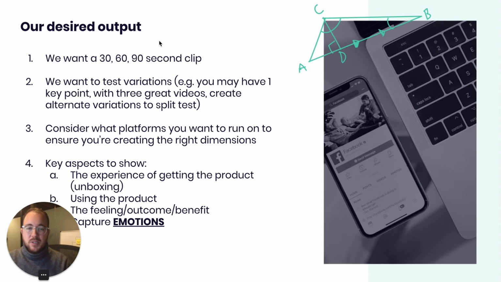So the desired output: what do we want to get out of this? You want to create 30, 60, and 90-second clips. We want test variations as well. You may have one point that you identified as really common and a strong theme within your competitive set, yet you may have 2 amazing videos that talk to that point. You can create 2 different variations that start with different videos, because we want multiple different things to test. That's totally fine, and it's highly recommended.